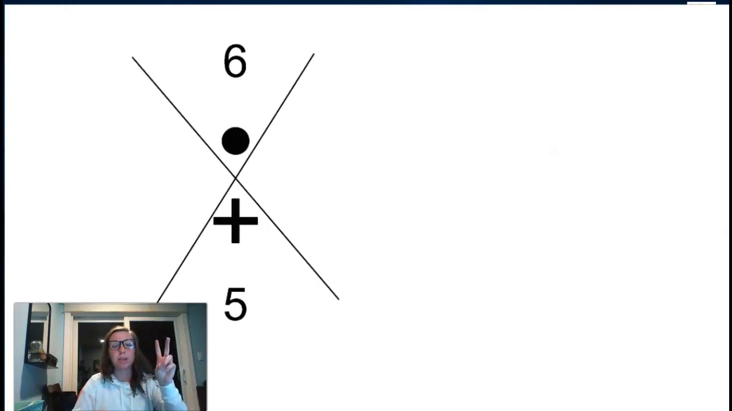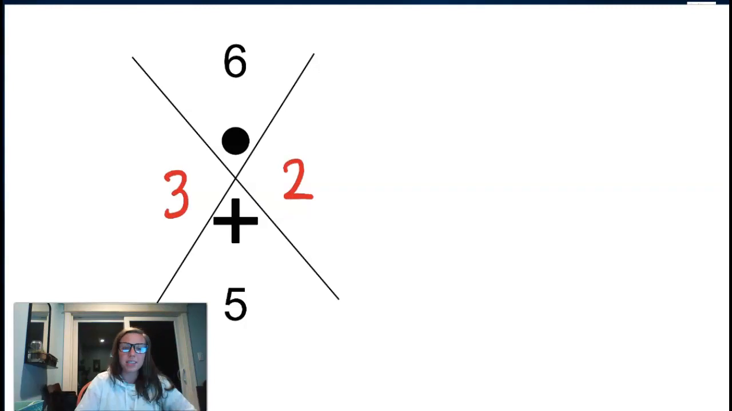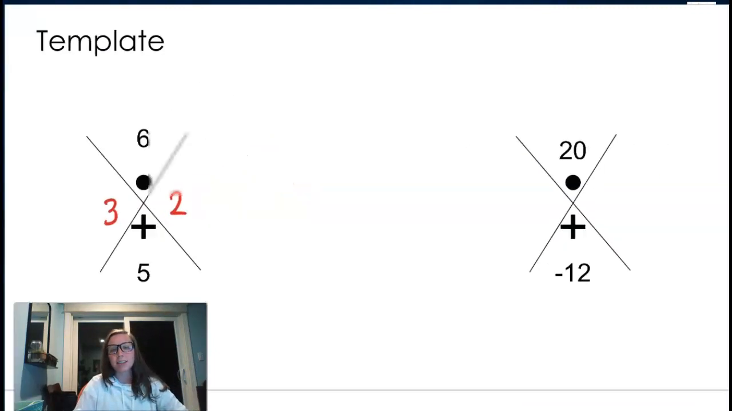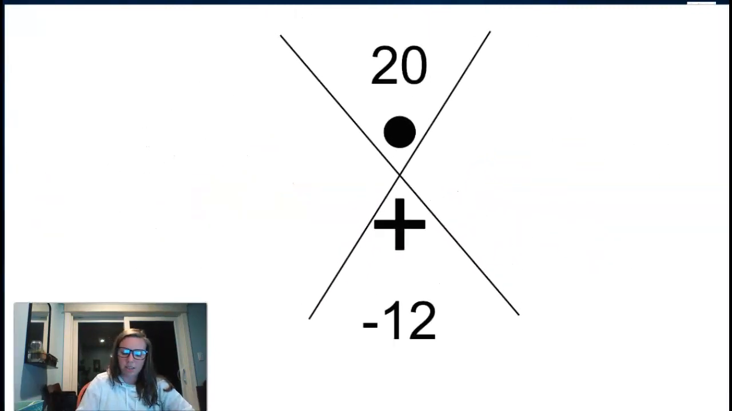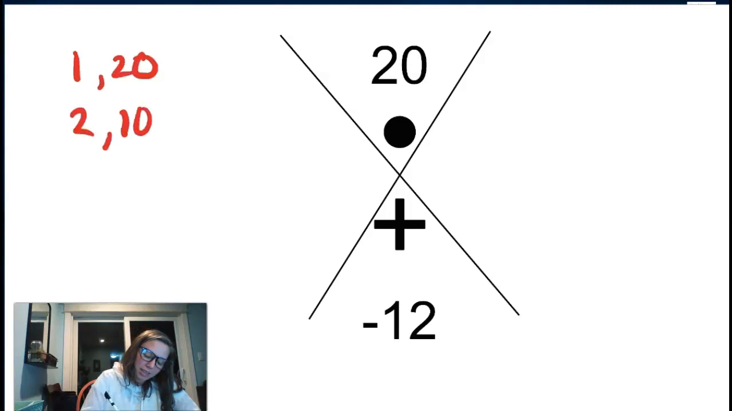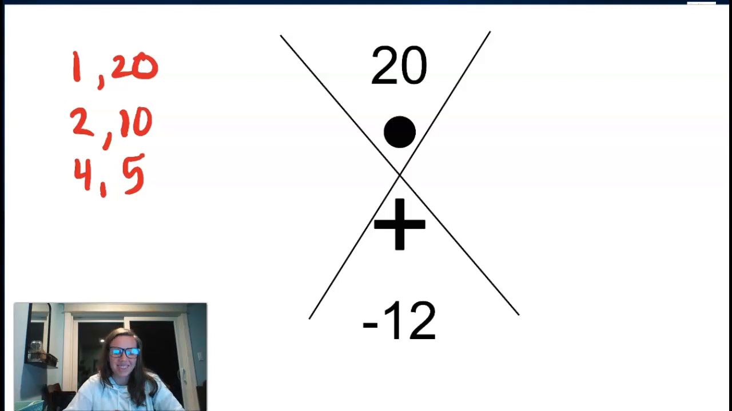So let's just think for a second. I want two numbers that when I multiply them together I get 6, and when I add them together I get 5. So hopefully you're thinking, ooh, 3 and 2. They add to 5 and multiply to 6. All right, this one's a little trickier. It multiplies to 20, so things that multiply to 20: 1 and 20, 2 and 10, 4 and 5. That's pretty much it.